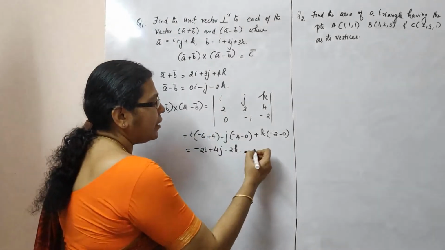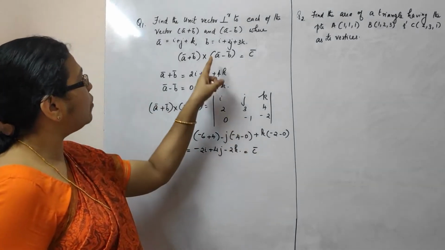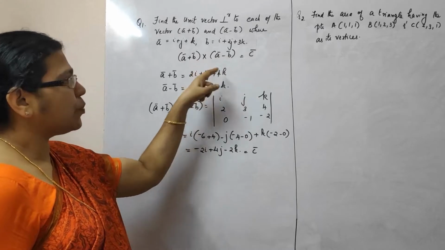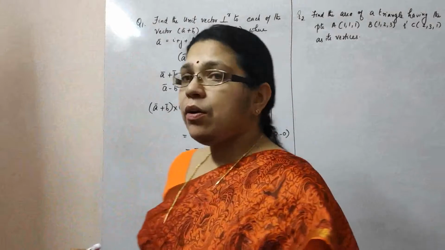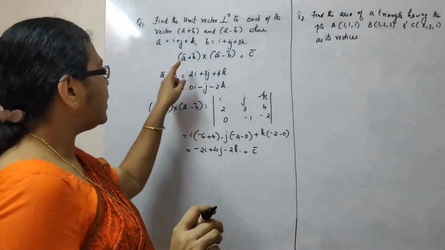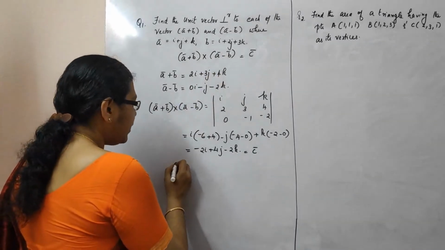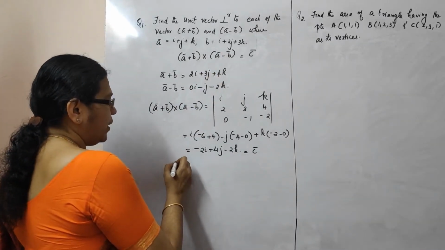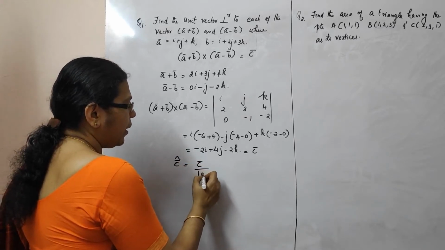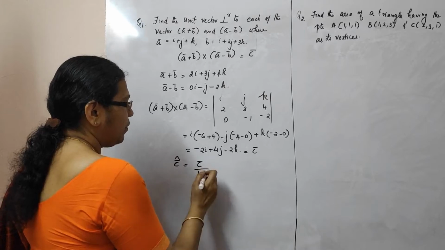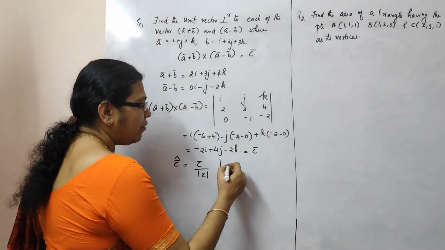So now I have taken this as vector C. Okay, so vector C is the cross product between these two vectors. Now what is a unit vector? The unit vector of vector C is given by C cap, which is equal to vector C divided by the magnitude of vector C. Now let me find the magnitude of vector C.